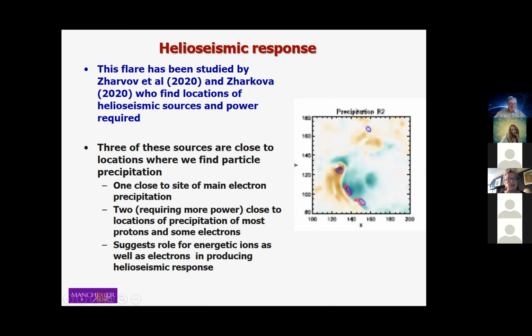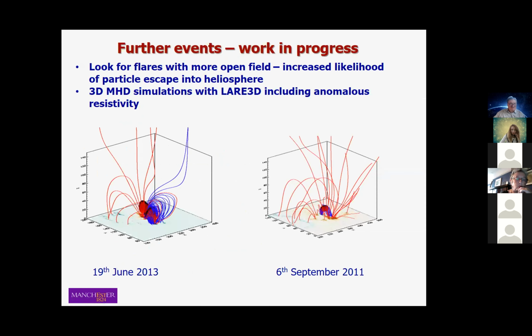So if we go back to our precipitation map, again, there's the electrons and the protons. I'm trying to remember which ones they are now. But anyway, one of the helioseismic sources is close to the site of main electron precipitation. I think that's this one. But you can see we've also got these sites where there's significant proton precipitation, and these are associated with the possible sites of the helioseismic sources. So that's quite interesting. So just ions have got a role there.